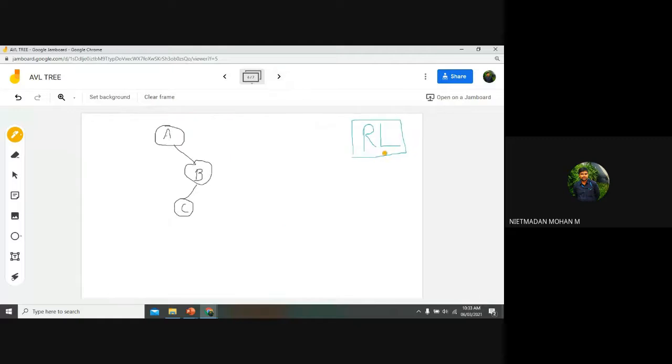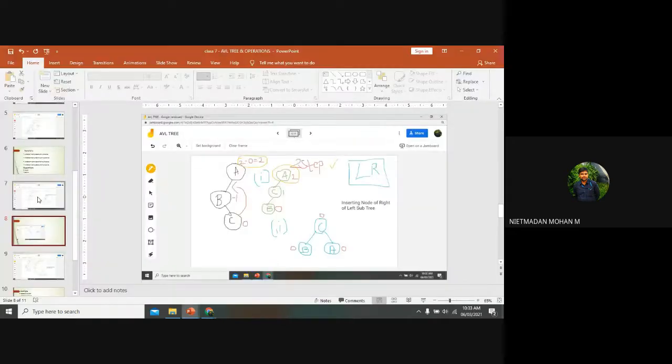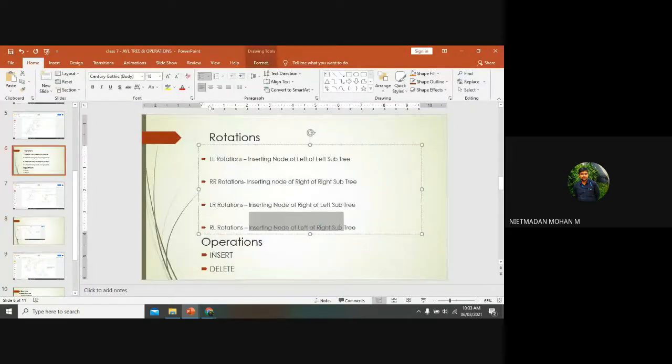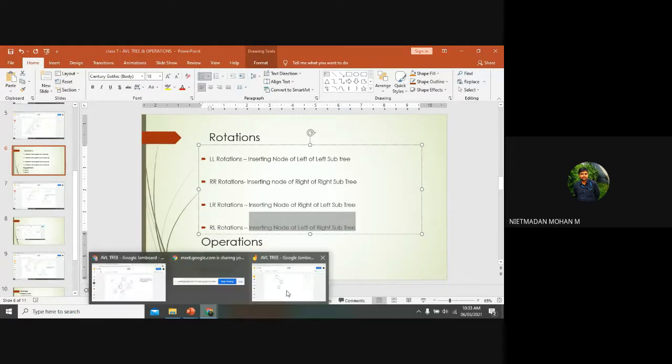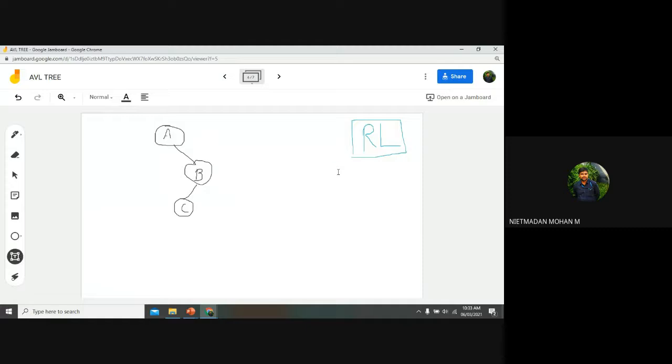And now coming to the RL rotation, the same thing, where the node is inserted in the right-hand side. What is an RL rotation? Inserting a node in the left of the right subtree. So now this will also be considered a two-step process.